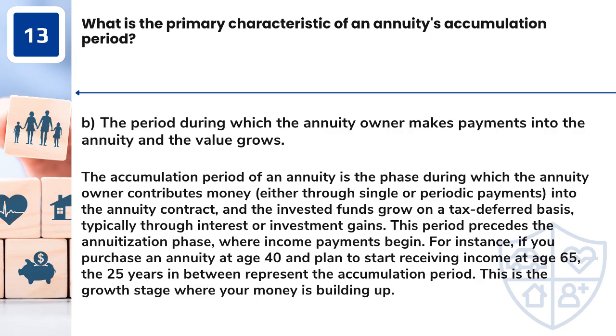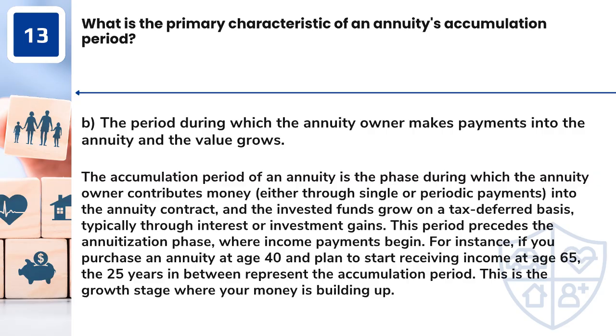Answer, B. The period during which the annuity owner makes payments into the annuity and the value grows. The accumulation period of an annuity is the phase during which the annuity owner contributes money, either through single or periodic payments, into the annuity contract, and the invested funds grow on a tax-deferred basis, typically through interest or investment gains.